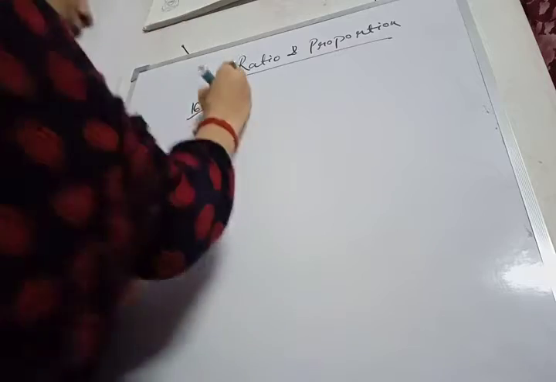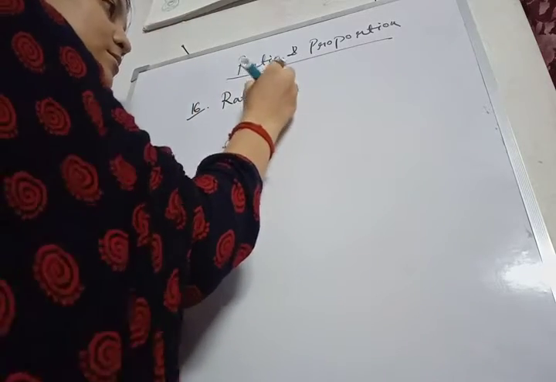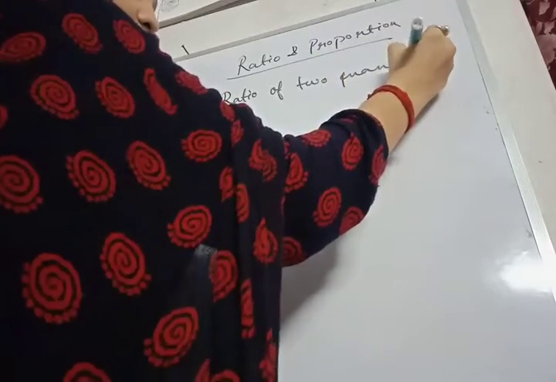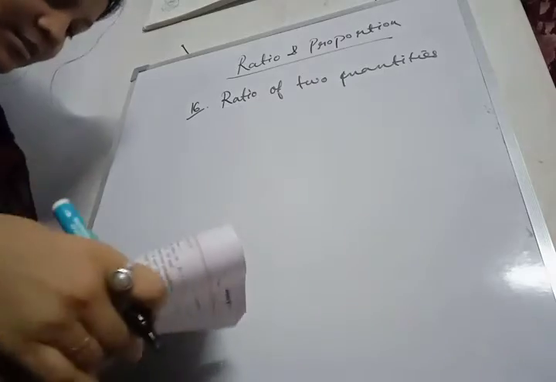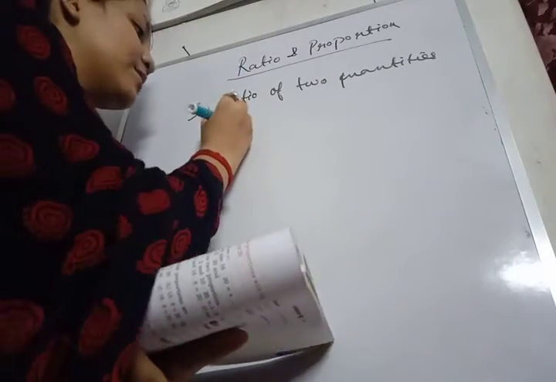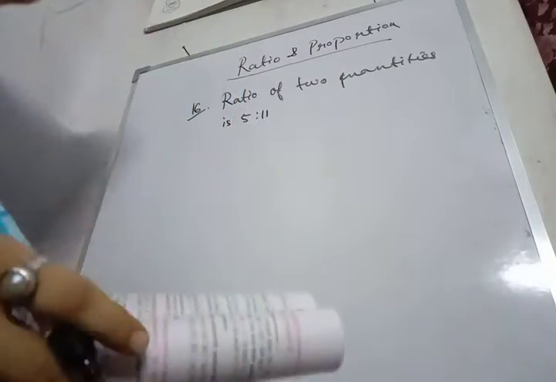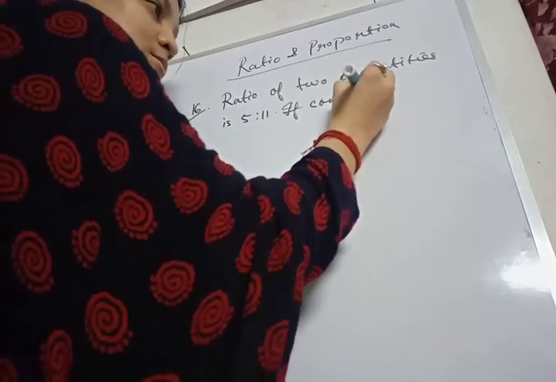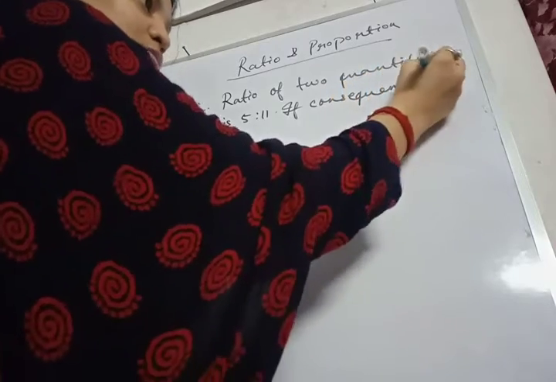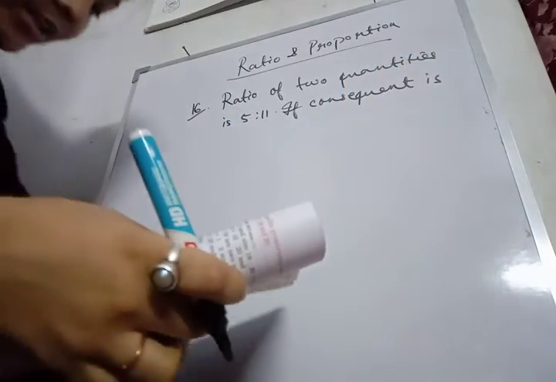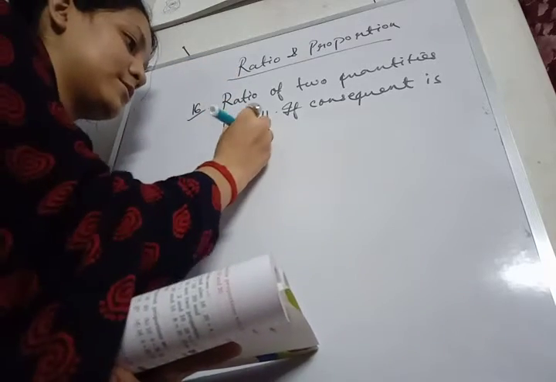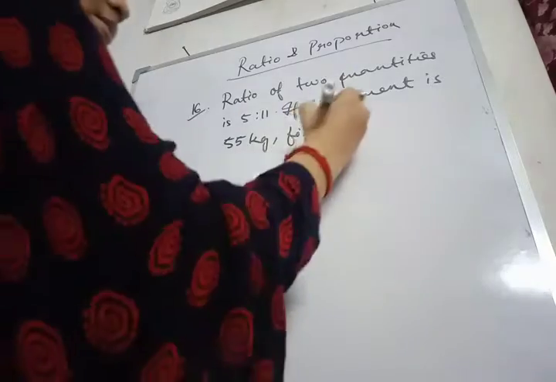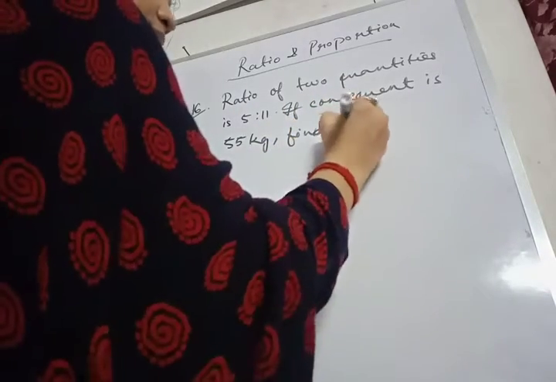16. Ratio of two quantities is 5:11 if consequent is 55 kg, find the antecedent.